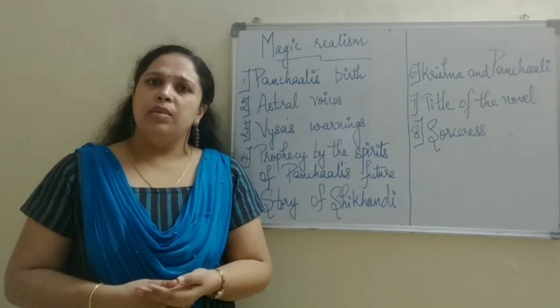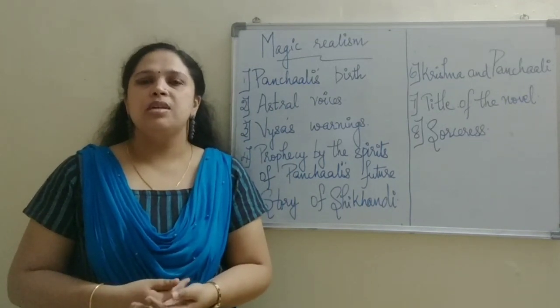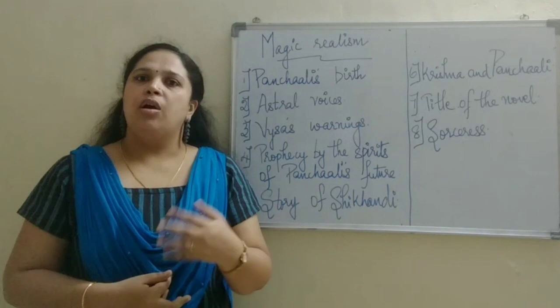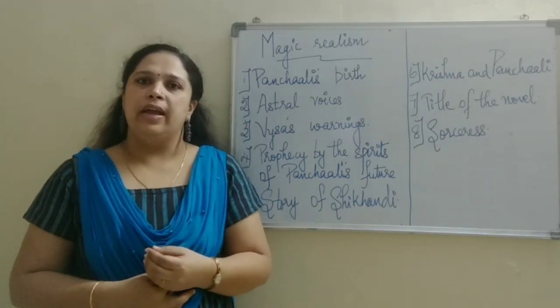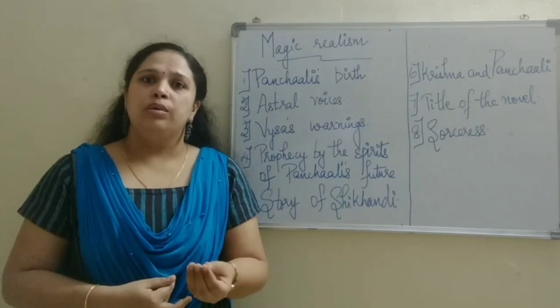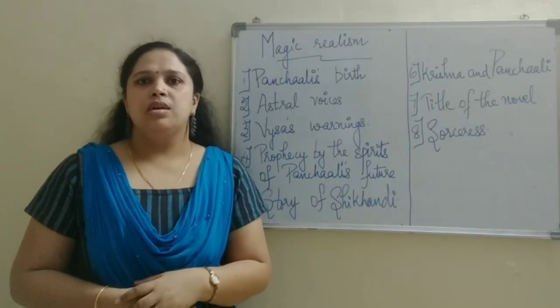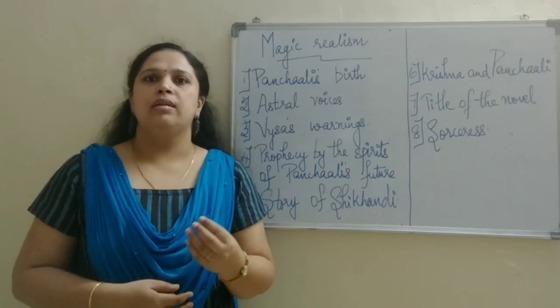And the realistic element is that Panchaali, though she knows that Krishna has some magical element, is not ready to believe that. She always takes Krishna as her guide, someone like a brother who can take care of her. That's the kind of image which she gives to Krishna. So she is very much realistic when it comes to Krishna.